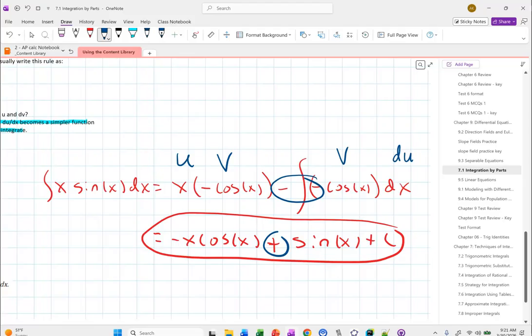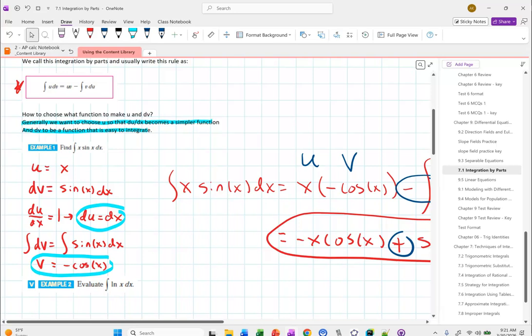What's up? So I get how you identify u, but how do you identify dv in the equation? I picked the thing that got simpler when we take its derivative. I want that to be my u. And the other stuff then that should be easy to integrate should be my dv. Okay. That's our choice, though.